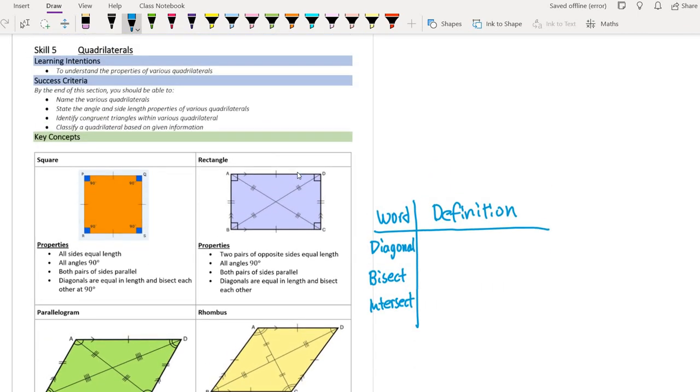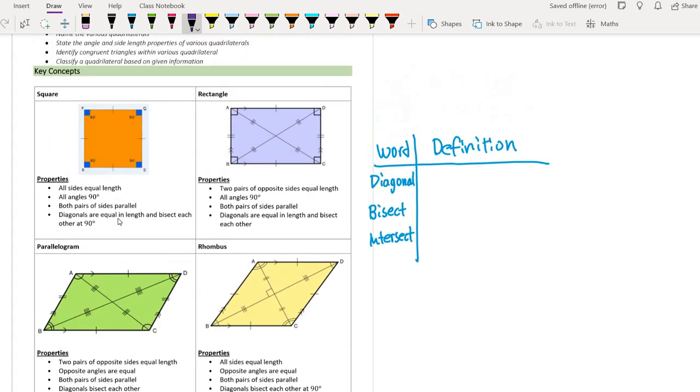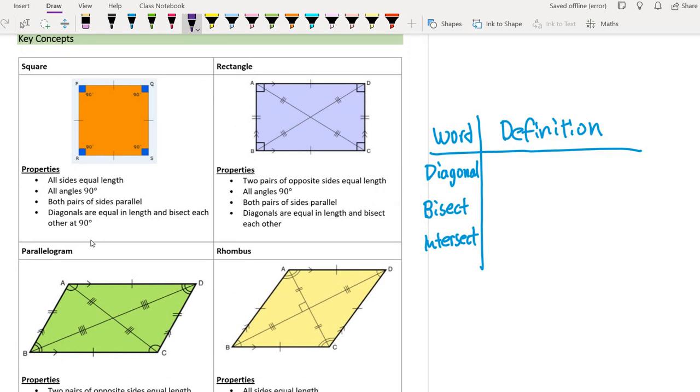Alright, in this lesson we're looking at different types of quadrilaterals. Quadrilaterals are shapes that have four sides. Quad means four, so any shape that we can make with four sides, we call a quadrilateral. We're going to look at some different types of quadrilaterals and why they're different to each other.